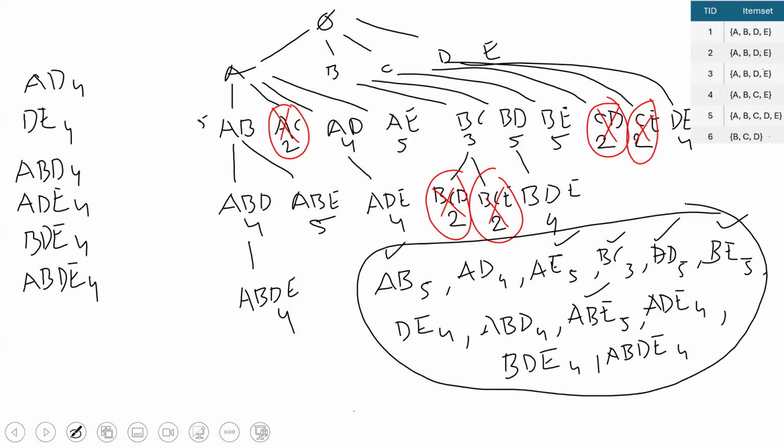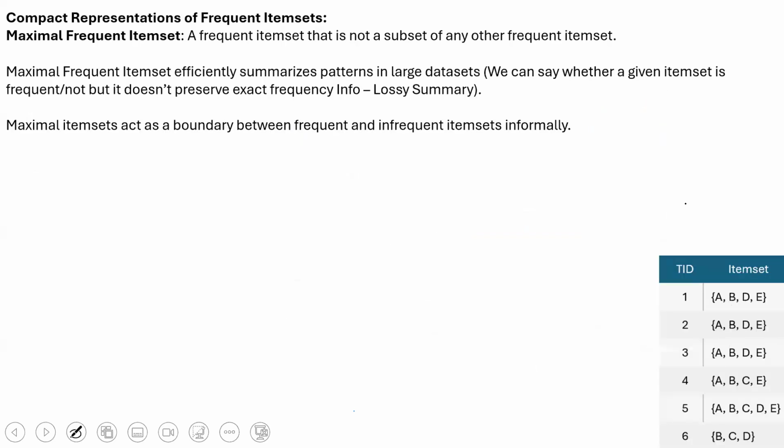Is there a way to represent all of this into a minimal set so that it would be easy to store and process? That is what we're going to study, the compact representation of the entire frequent set. One such way is maximal frequent item sets. By finding the maximal frequent item sets, we can derive something about the frequent item sets. What we can derive and how we derive it is something we're going to study right now.